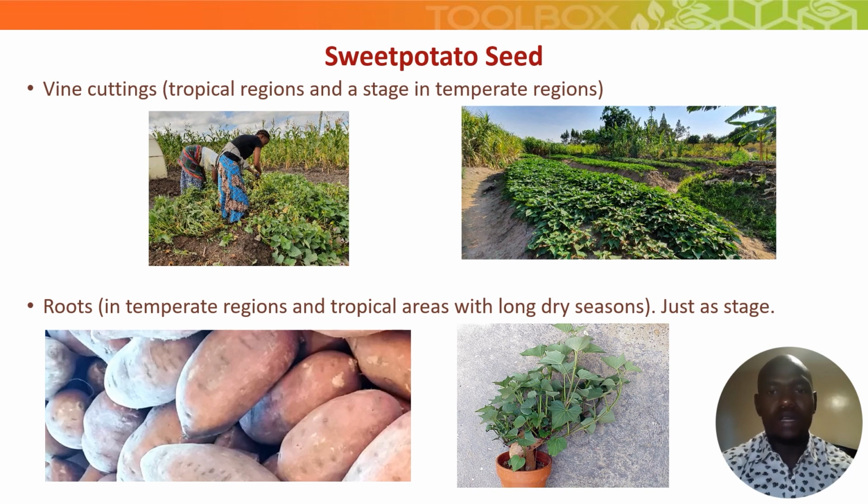The first question I would ask is, what do we mean when we say sweet potato seed? In most regions, especially in the tropics, sweet potato is propagated through vine cuttings. But in temperate regions where there is a long winter period, it's propagated through storage roots, which are later sprouted to produce vine cuttings. In my presentation, I will focus on rapid multiplication for the vine cuttings.